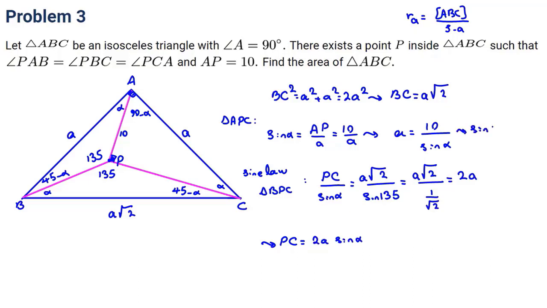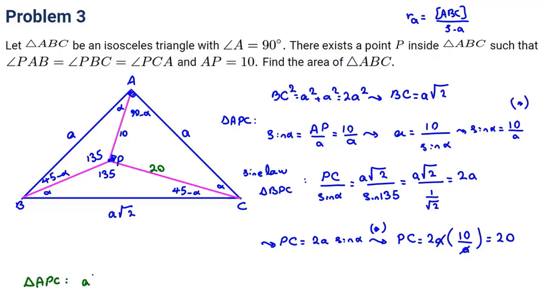From here, you can say sine alpha equals 10 over A. If we call it a star, then by applying a star, PC equals 2A, and instead of sine alpha, we write 10 over A. These A's will be cancelled, so PC will be 20. Let's write PC 20 here. Now we can find A easily by the Pythagorean theorem in triangle ABC. A squared equals 10 squared plus 20 squared, so it will be 100 plus 400, so it will be 500. So A equals, if we take the square root, 10 root 5.